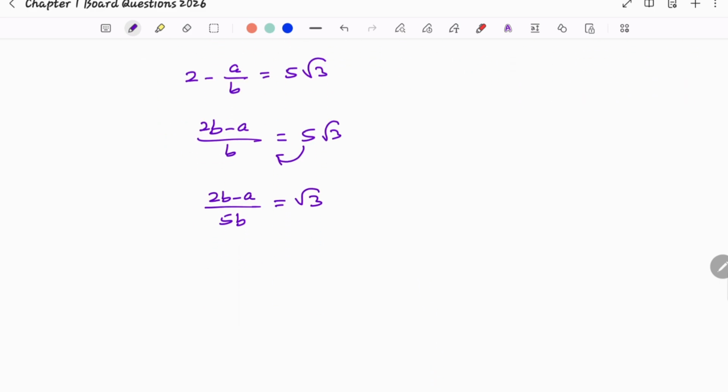Since a and b are integers, therefore the left side term becomes rational. But given information, root 3 is irrational. But we got a statement that both are equal. So left side rational, right side irrational, but we got a statement that both are equal. But this is not possible.